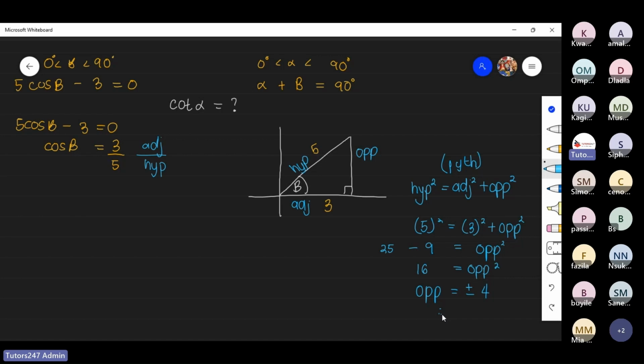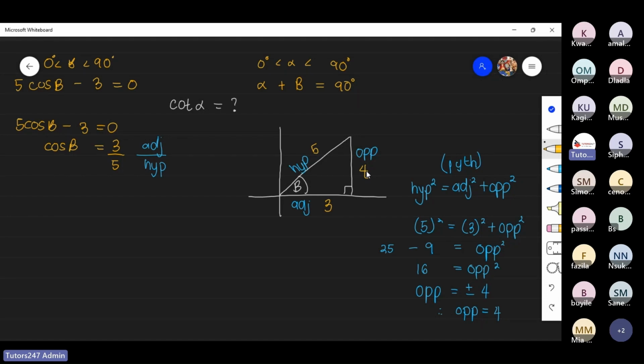So we are taking positive 4. So this is going to now be positive 4. Okay. Now, we've completed our triangle. We have the adjacent, we have the opposite, we have the hypotenuse, and we've labeled all of our sides. Now, we've used the information on the left. We've not yet used that equation of alpha plus beta equals 90. So let us use that.